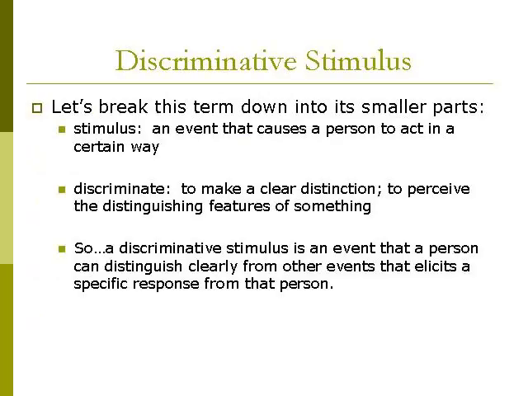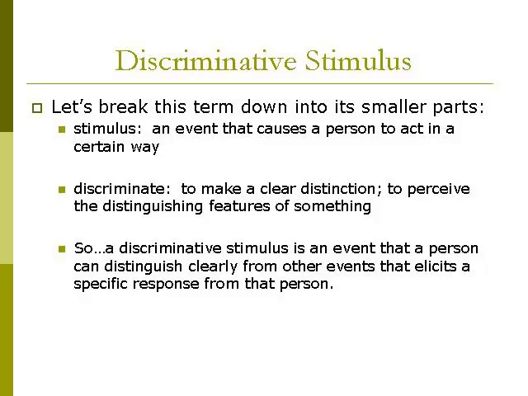Let's look first at what a discriminative stimulus is. This is a $1 million behavioral word that sounds kind of intimidating, but if you break it down, it's really not that difficult. Let's break it down into its smaller parts. First is a stimulus. A stimulus is an event that causes a person to act in a certain way. The second part of the definition is to discriminate. To discriminate means to make a clear distinction, to perceive the distinguishing features of something. So, if you put it together, a discriminative stimulus is an event that a person can distinguish clearly from other events that elicits a specific response from that person.